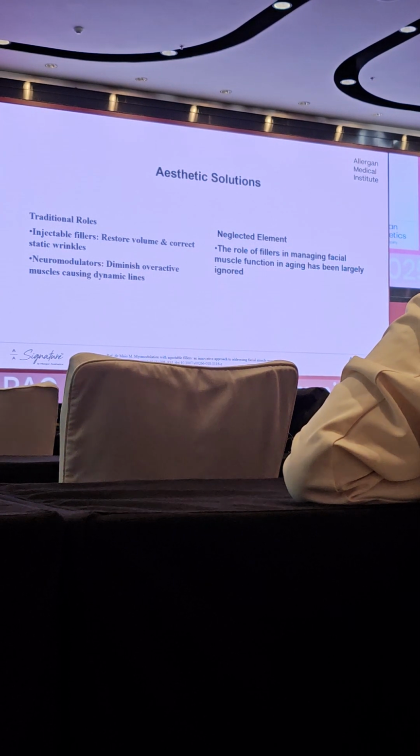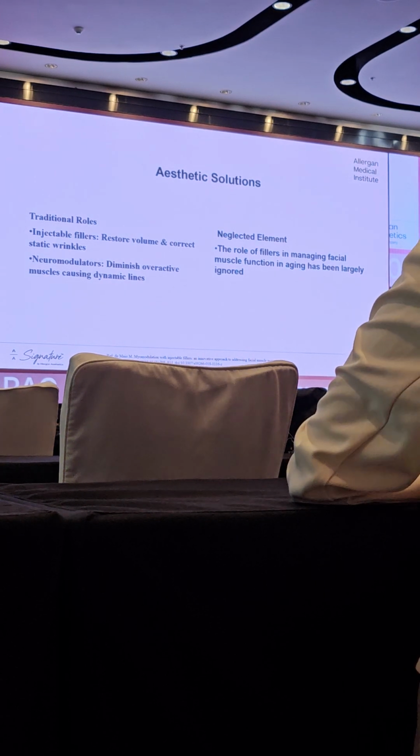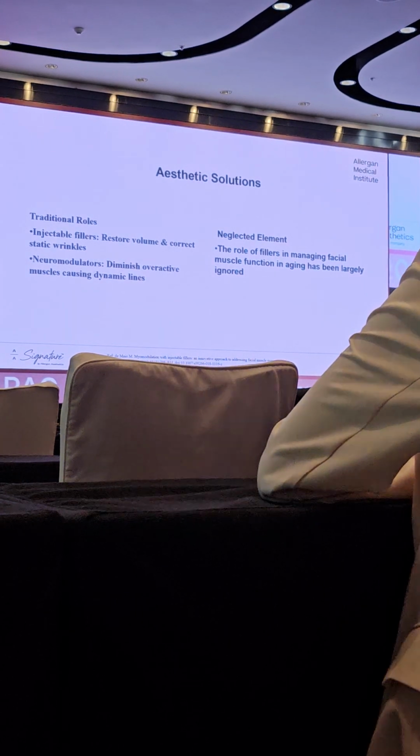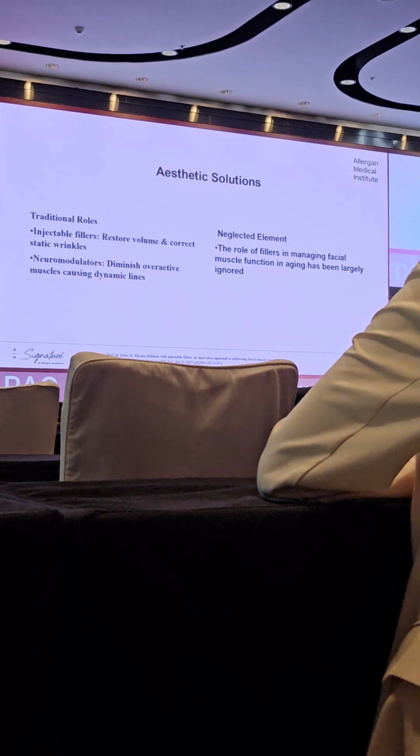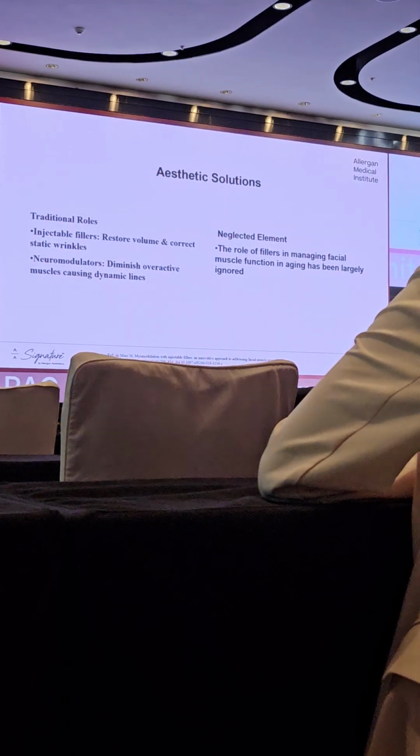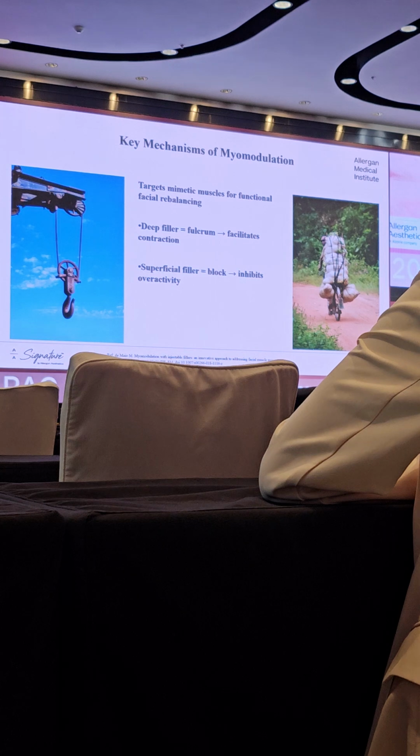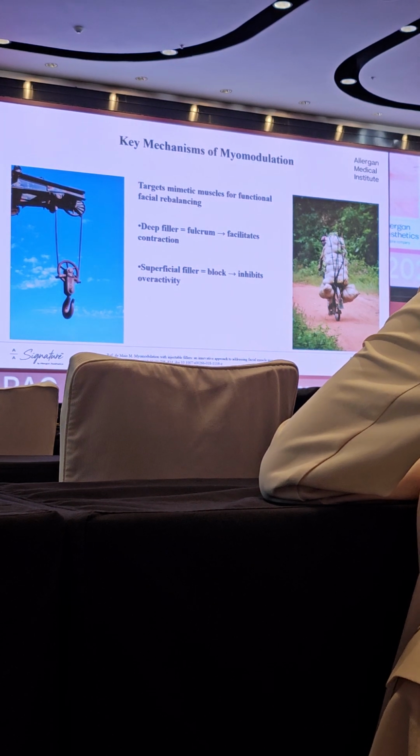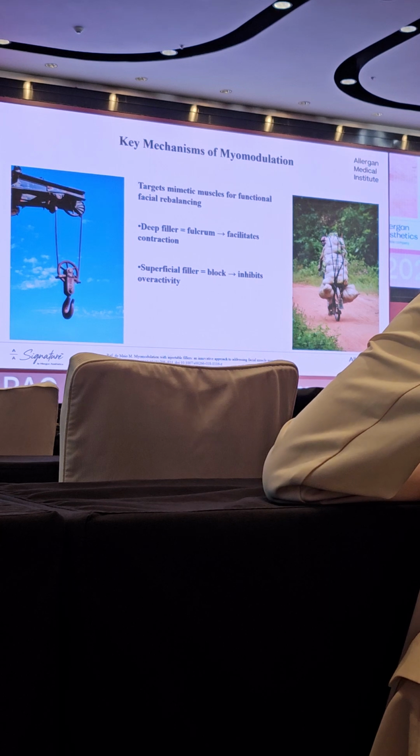Traditionally, fillers are mainly for restoring volume and correcting static wrinkles, whereas neuromodulators were mainly to reduce overactive muscle, but now the role is changing. Now we are using fillers for myomodulation. How does it happen? When we use deep filler, it acts as a fulcrum. It facilitates contraction by the lever and pulley method. If we put fillers in the superficial plane, it blocks.